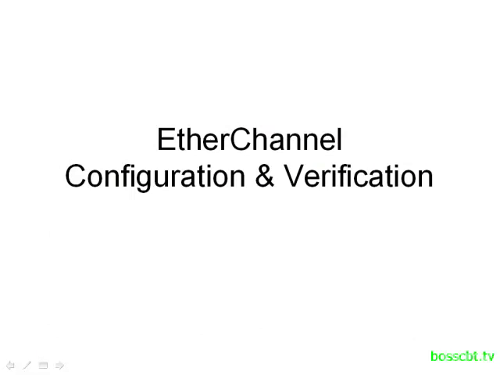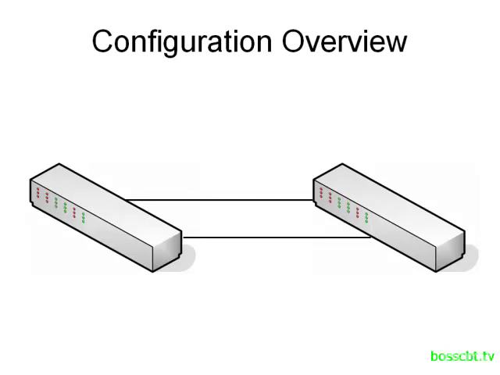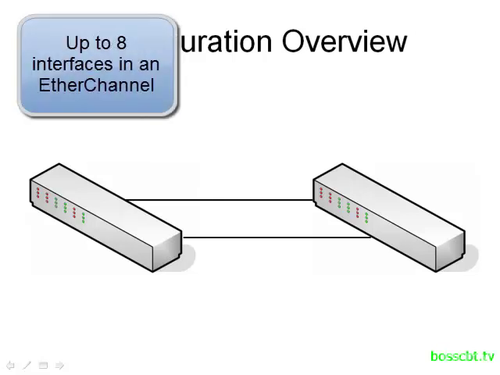Now before we jump onto the switches, let's go ahead and take an overview of what we're actually going to do. We have two switches set up and there are two links between them. And these two links are going to be put into our EtherChannel. But keep in mind, you can have up to a total of 8 interfaces in an EtherChannel.